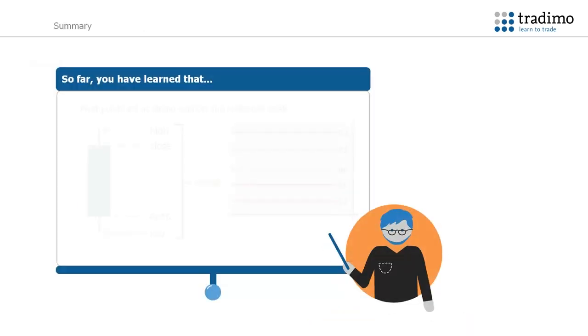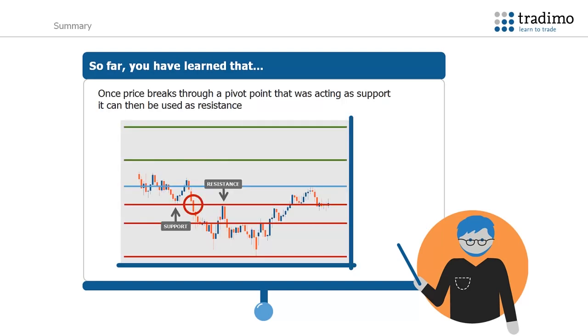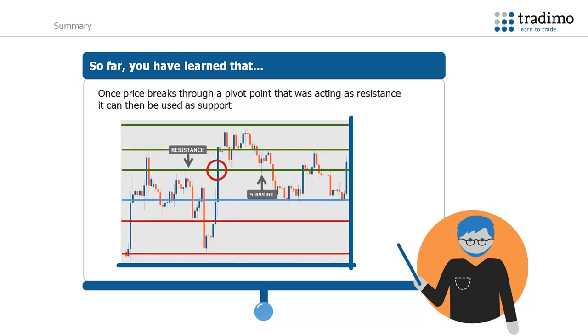So far, you have learned that pivot points can act as very strong support and resistance levels, and are calculated using the previous period's open, high, low, and close. As with traditional support and resistance, once price breaks through a pivot point that was acting as support, it can then be used as resistance. And once price breaks through a pivot point that was acting as resistance, it can then be used as support.